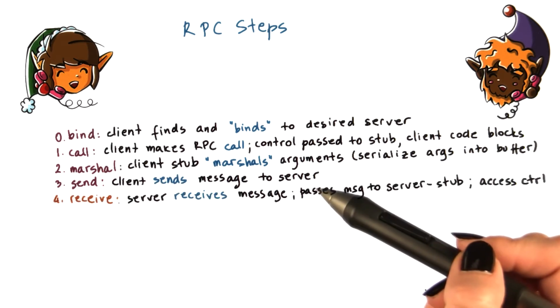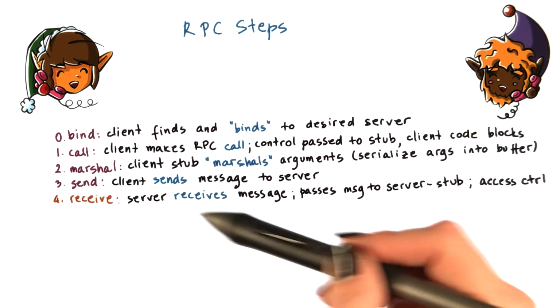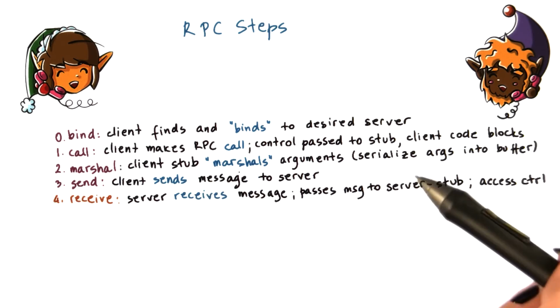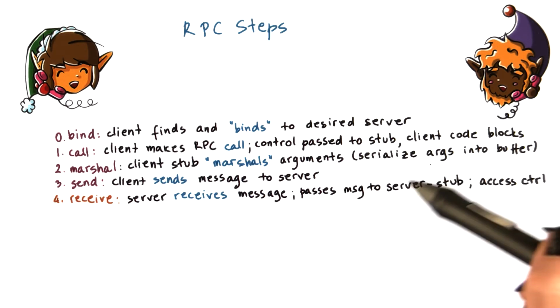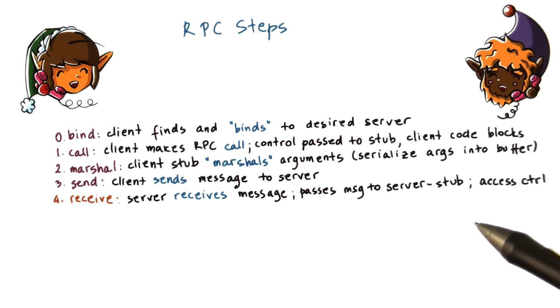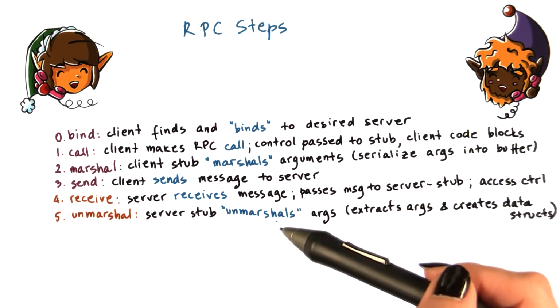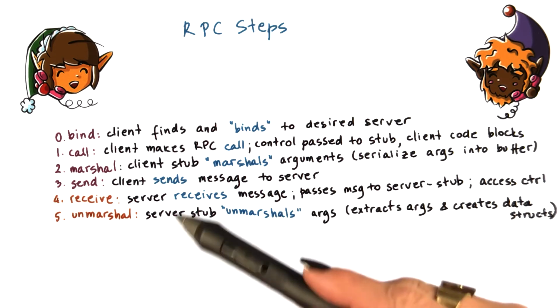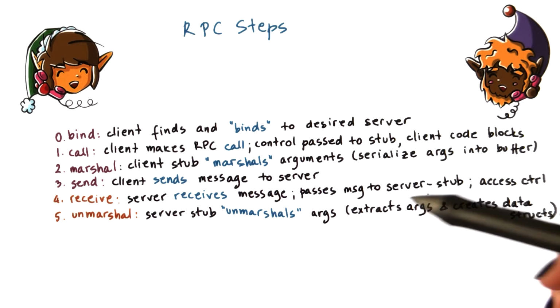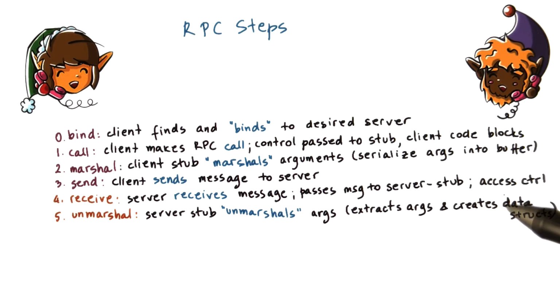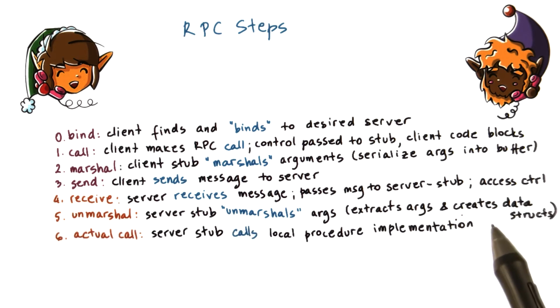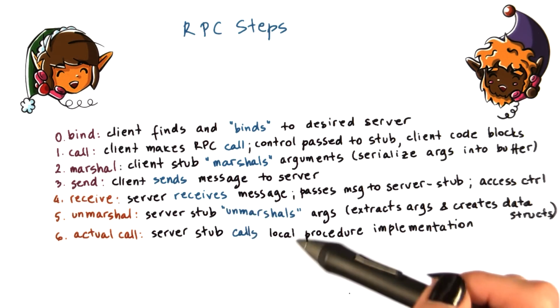When the data is transferred onto the server machine, it's received by the RPC runtime, and all of the necessary checks are performed to determine what is the correct server stub that this message needs to be passed to. And in addition, it's possible to include certain access control checks at this particular step. The server stub will unmarshal the data. Unmarshalling is clearly the reverse of marshalling. So this will take the byte stream that's coming from the received buffers. It will extract the arguments, and it will create whatever data structures are needed to hold the values of those arguments.